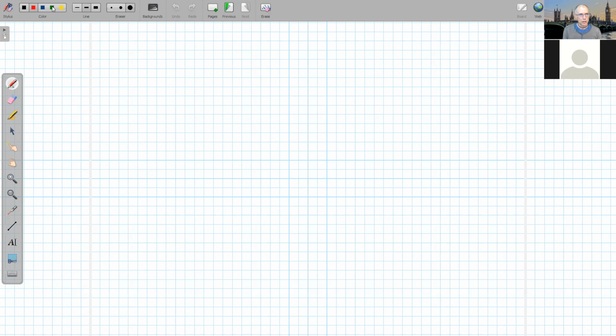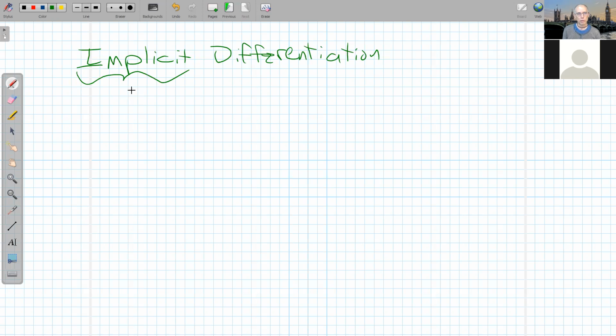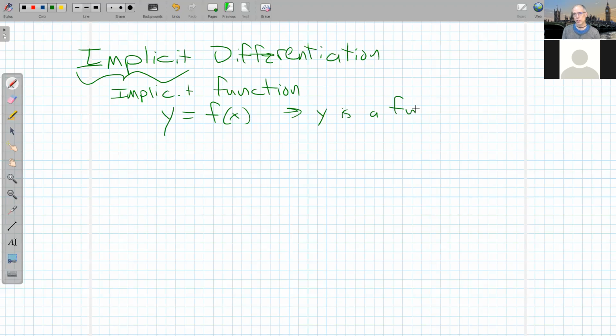So what we're going to look at next here is implicit differentiation. And the word implicit here refers to the idea of an implicit function, where when we see the variable y, we believe that it is a function of x. And so the idea of an implicit function is the variable y isn't just a variable, y is a function of x.